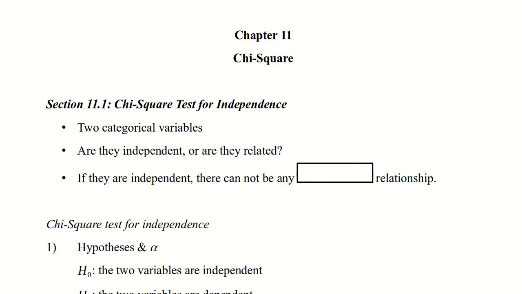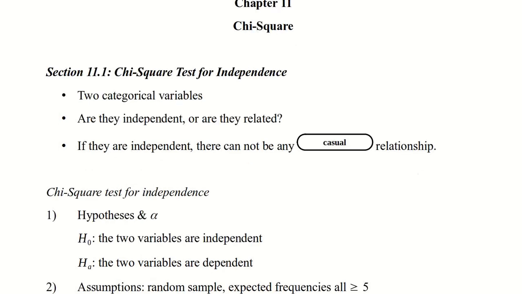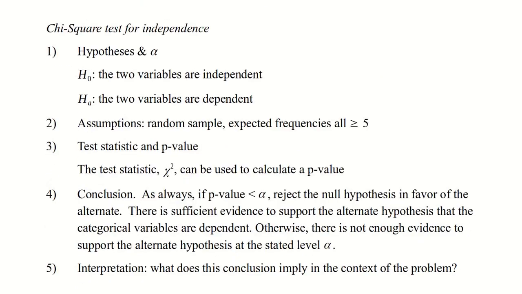We ask the question, are they independent or are they somehow related? And if they're independent, we know that there cannot be any causal relationship. In other words, one doesn't cause the other. For a chi-squared test for independence, we first state the hypotheses and the level of significance.